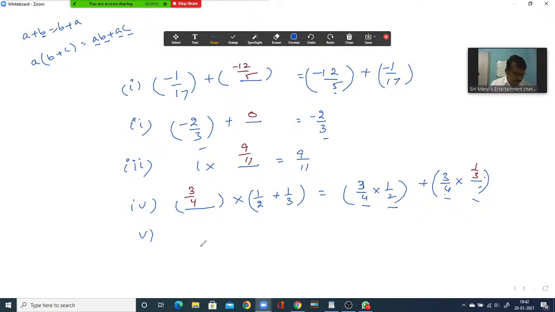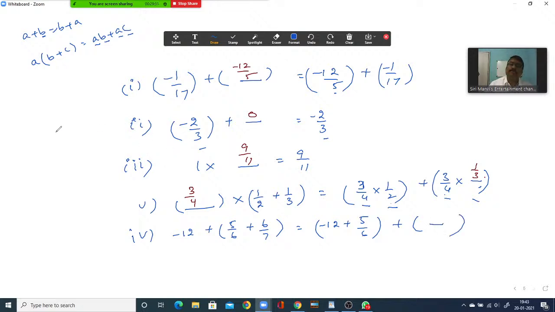Fifth problem. I think this is the fifth problem. Sorry, I am extremely sorry. This is the fifth problem. Now I am going to write the fourth problem. Minus 12 plus 5 by 6 plus 6 by 7 is equal to minus 12 plus 5 by 6 plus dash.